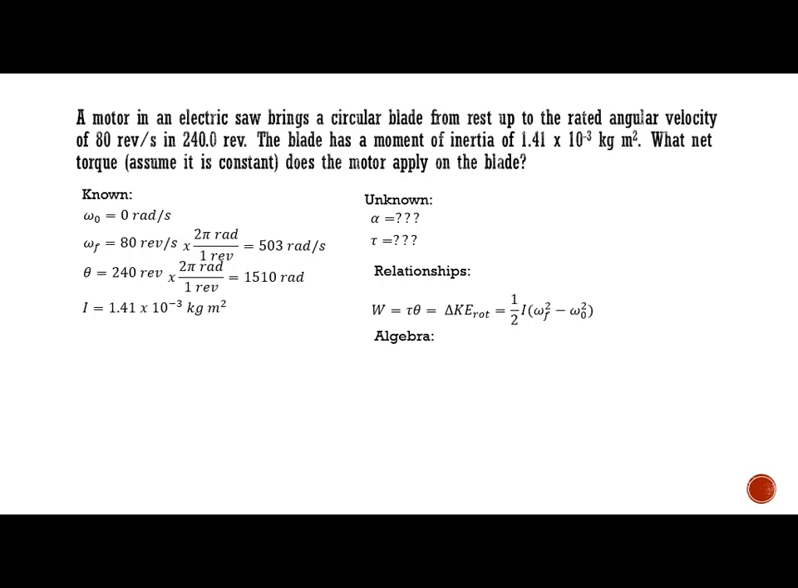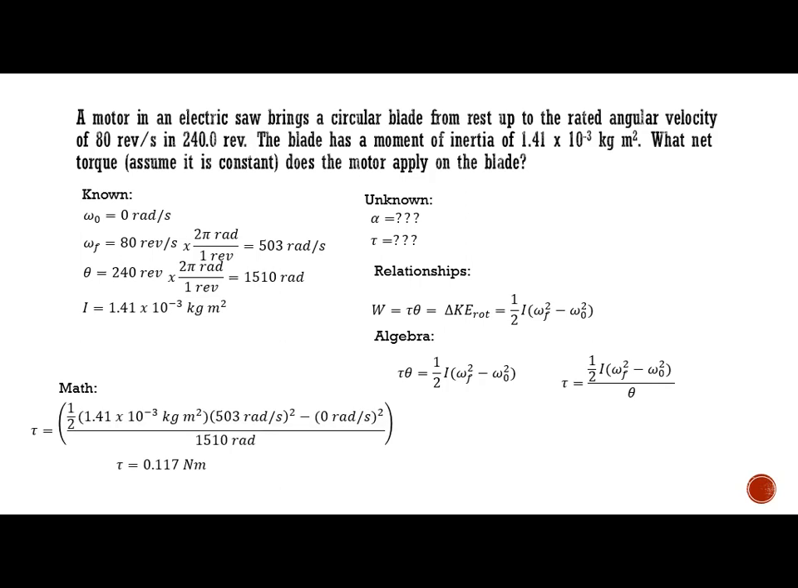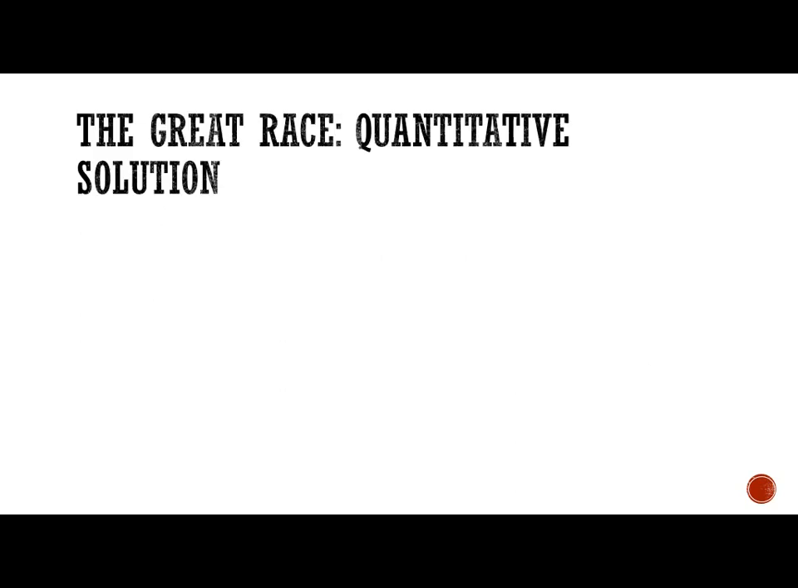If we actually solve this out, torque times theta is equal to 1/2 I times omega final squared minus omega initial squared. And so we end up with that. It happens to be the same mathematical expression we got before. If we do the math, we sure enough get the exact same answer we got before. So we could use the work energy theorem looking at torque as well as force.